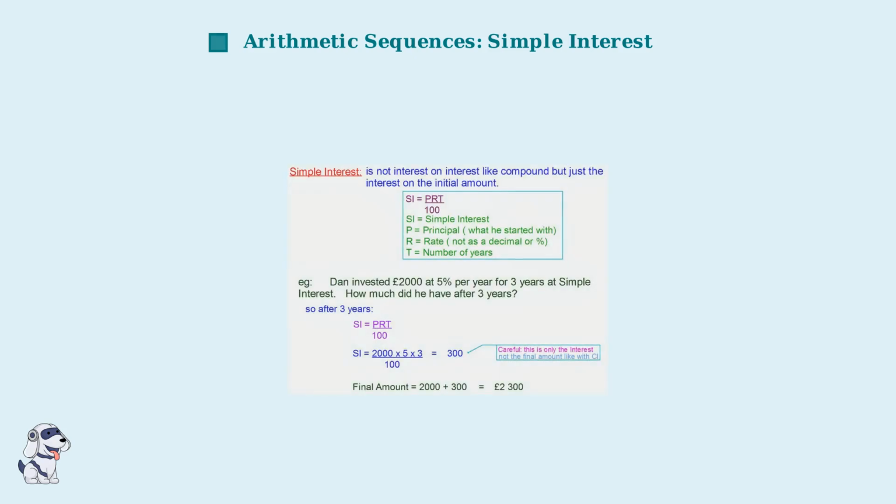In simple interest, the interest earned each year remains constant. This creates an arithmetic sequence where each term increases by the same amount, the annual interest payment. Notice how the interest earned each year is exactly the same, £100. This constant difference makes it an arithmetic sequence with a common difference of 100.